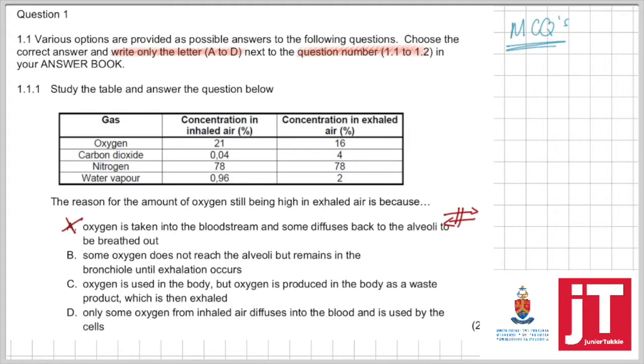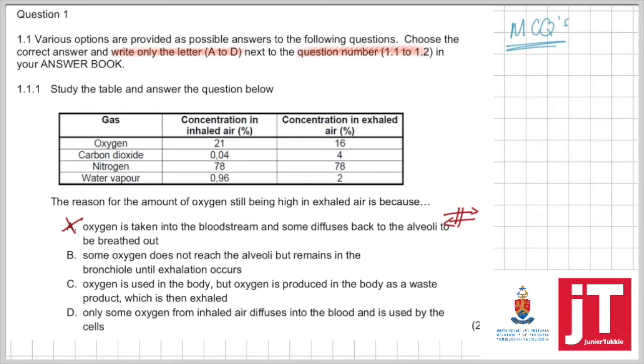So here it says to us, study the table and answer the questions below. So let's make sense of this table quickly. We'll see here in our first column we have gas, in our second column concentration of these specific gases in inhaled air, and this is a percentage concentration, so that's the unit of measurement here, and then the concentration in exhaled air, also percentage concentration. And we see the gases that we're going to be looking at are oxygen, carbon dioxide, nitrogen, and water vapor.